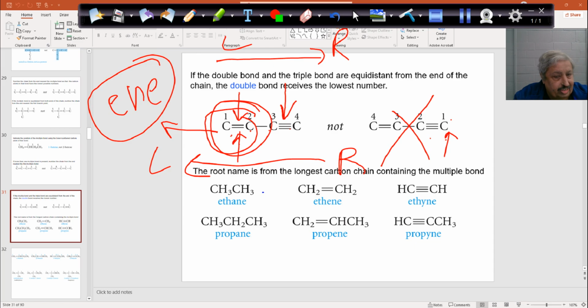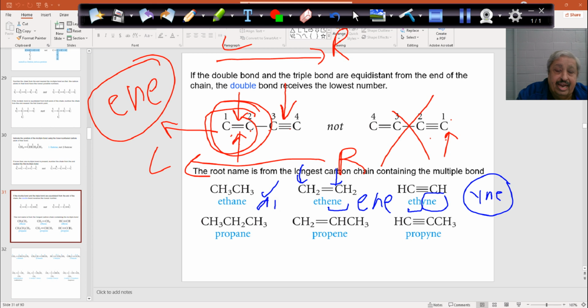Two carbons with a single bond, that's ethane, correct? One double bond, ethene. Eth means the number of carbons, and then E-N-E, that's a double bond. If you had a triple bond, it's eth, the same thing, and then Y-N-E, that's for the triple bond. A-N-E for the single bond, E-N-E for the double bond, and Y-N-E for the triple bond ending. Correct, guys? And always in the numbering, the double bond will take over the triple bond.